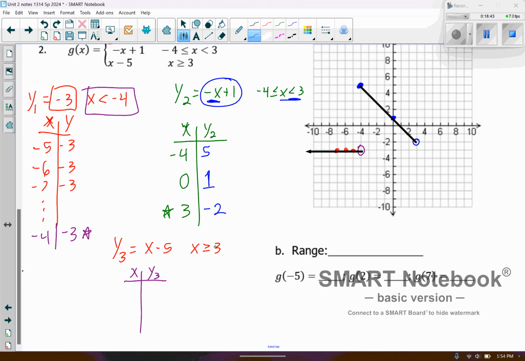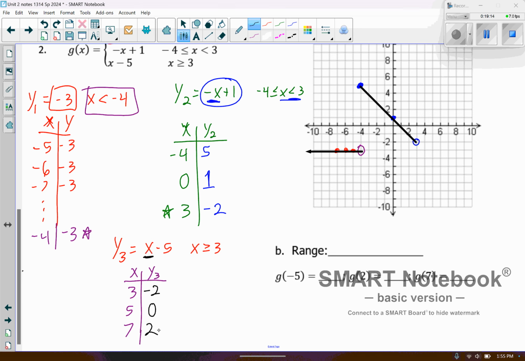And so I definitely want to plug in a value that bumps up on my border right here, the 3. So I want to plug in a 3. And I need values greater than or equal to 3. So 3, maybe like a 5, a 7, I'm just picking a couple numbers bigger than 3. And so then now we plug them in right here and take away 5. So 3 take away 5 is -2. 5 take away 5 is 0. 7 take away 5 is +2.